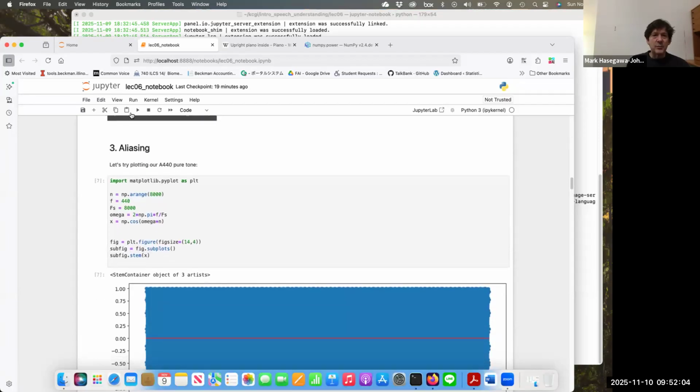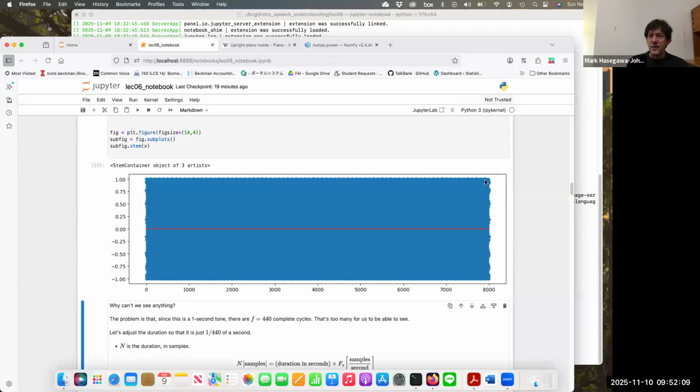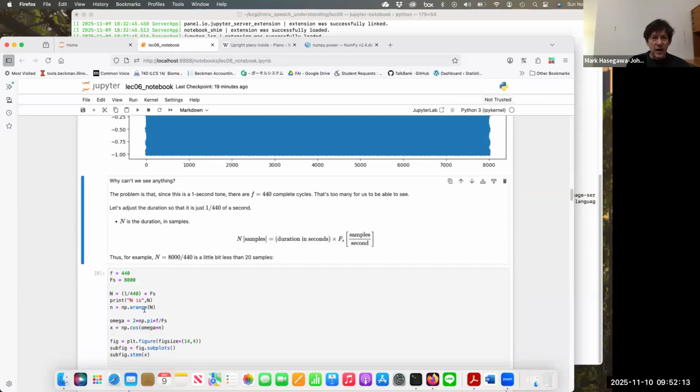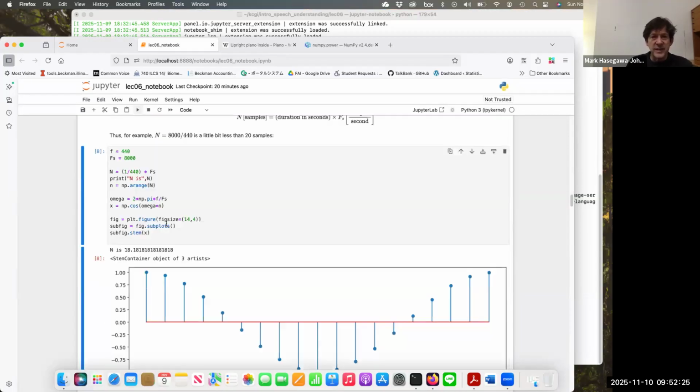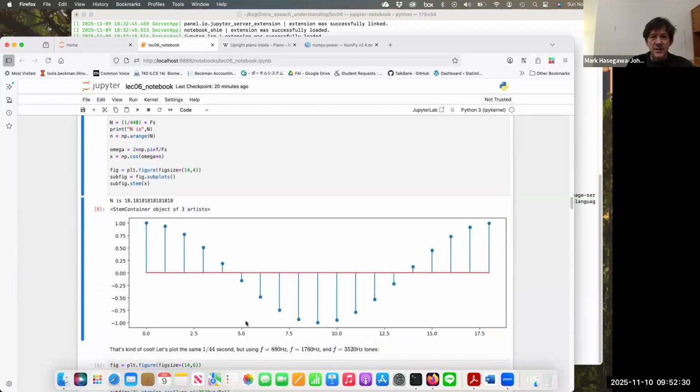So here again, I'm going to plot that 440 hertz tone. Here you can see that 440 cycles is just too much to plot. And so instead, I'm just going to plot the first one complete period, 8,000 samples over 440 hertz. That's a little bit less than 20 samples. So I'll plot the first 20 samples of that. So here are the first 20 samples, which makes one period. Looks like it's 19 samples from sample number 0 up through sample number 18.